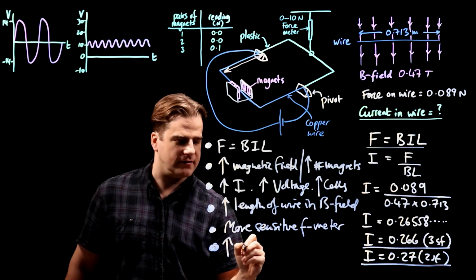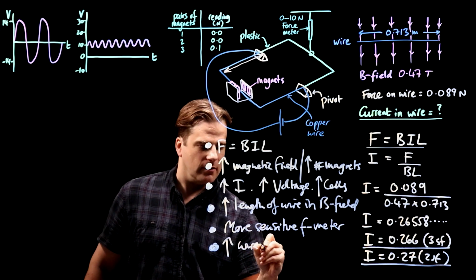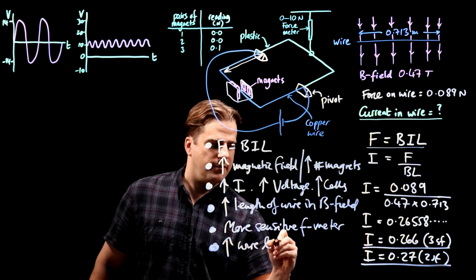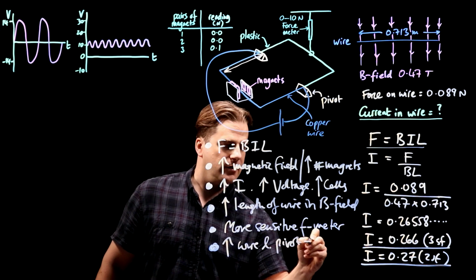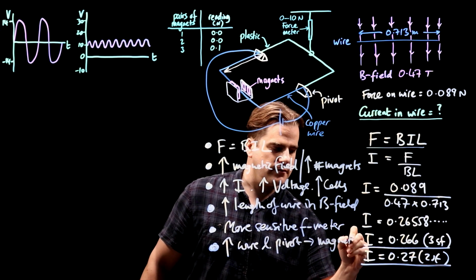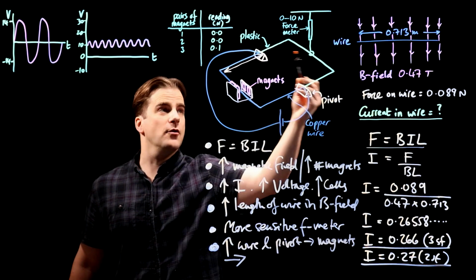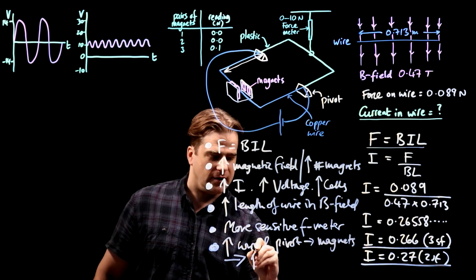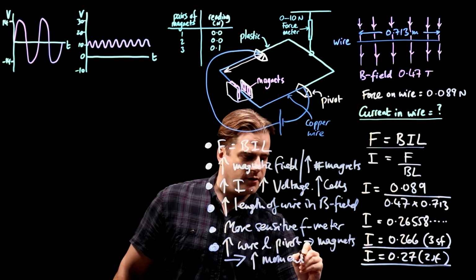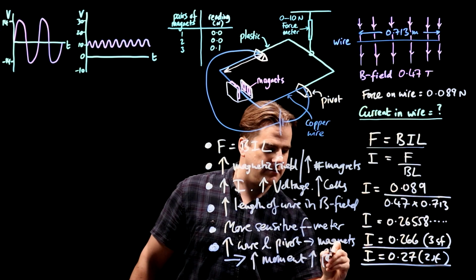So increase the copper wire, the wire length from pivot to magnets. Okay, because that will increase the moment about pivot. That increases the moment. It's a moments thing, which will lead to an increase of the force experienced by the force meter.